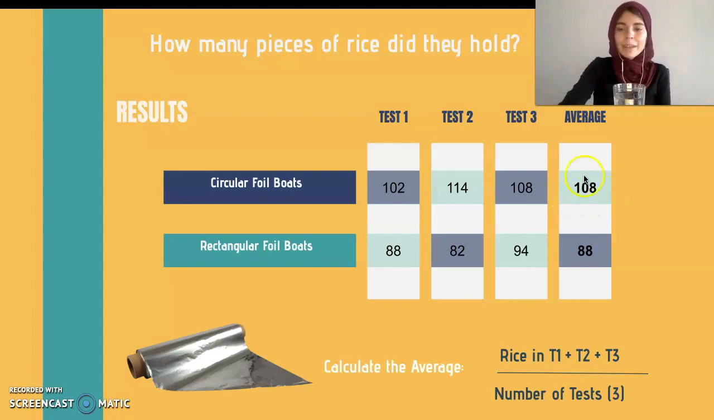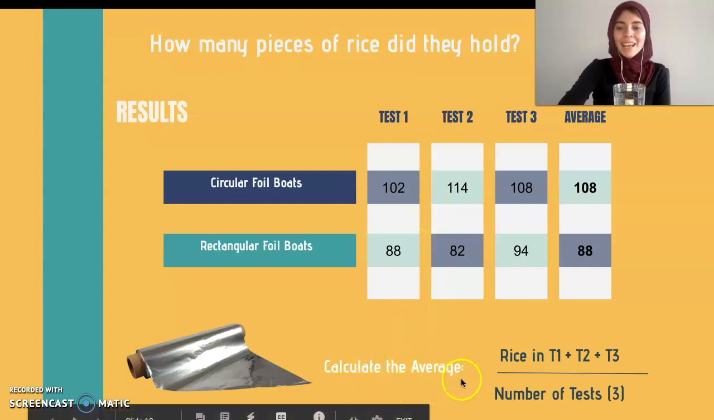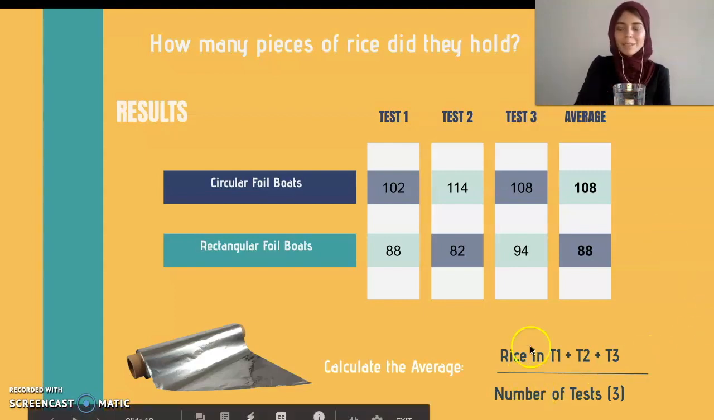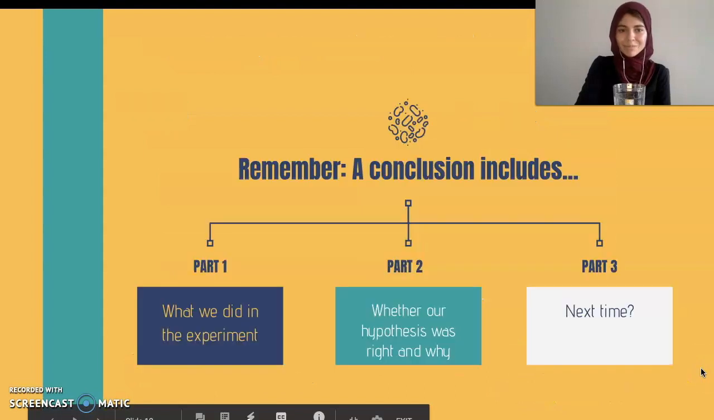So what we're gonna do is we need to go ahead and take the average, or kind of the main idea of what was the main number that would be in the middle of all of these. So in order to calculate average, and here's where our math comes in, you're going to add up test 1, test 2, and test 3 for the circular ones and divide by the total number of tests. So we have 3 numbers, so 102 plus 114 plus 108 divided by 3, and get our average. So on average, our circular boat held 108 pieces of rice, and do the same with our rectangular boat, and we'll get our average for 88. So I put this formula at the bottom so you can calculate your own averages, all right?